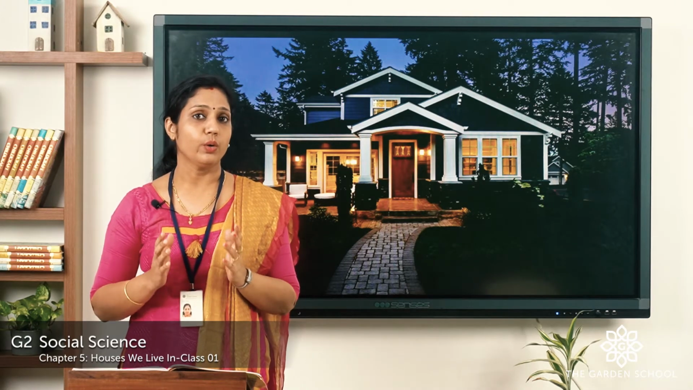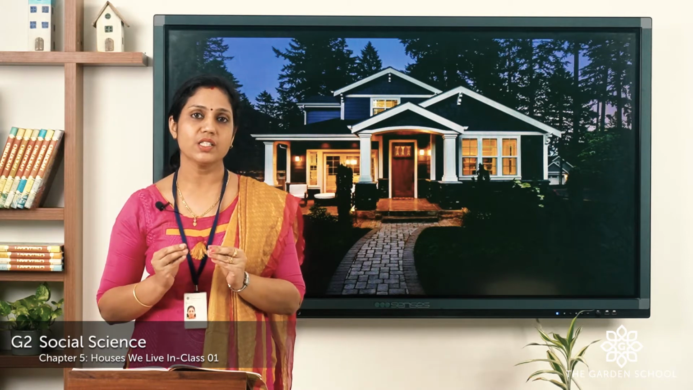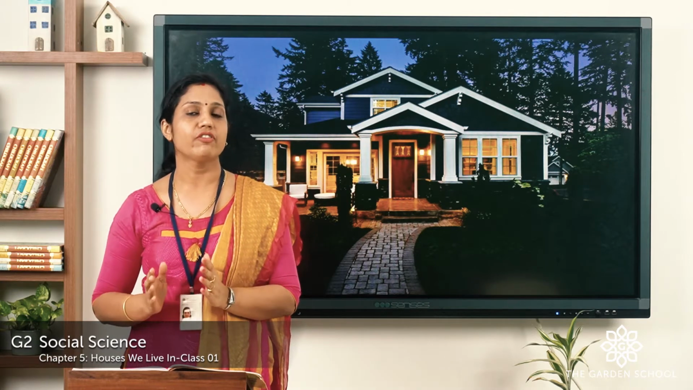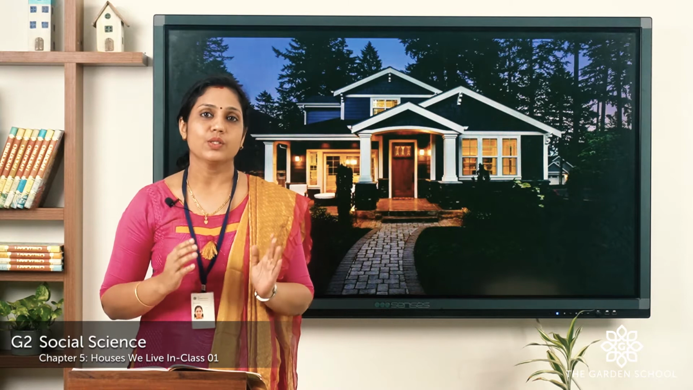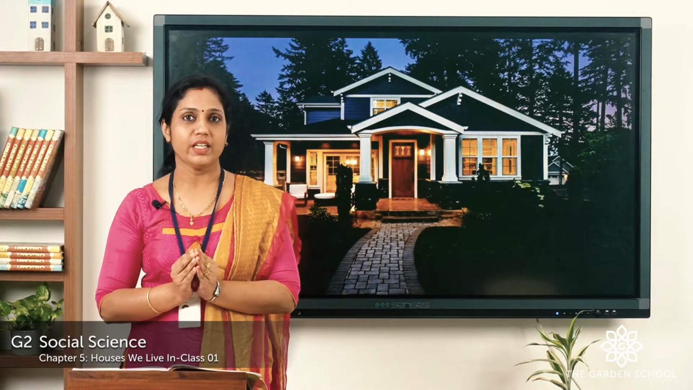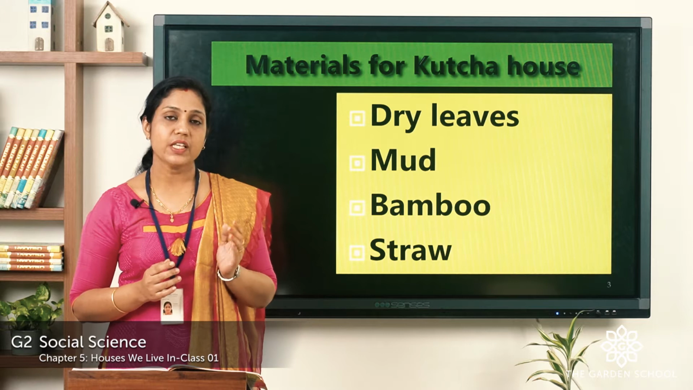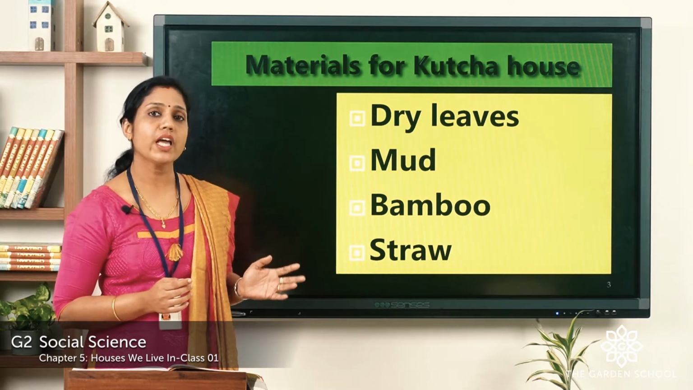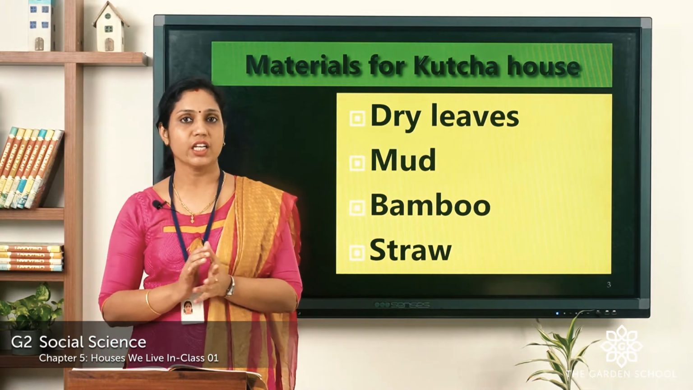So today we are going to learn about the different materials used for building a house and the different types of houses. Based on the materials, the houses can be classified as Kacha House and Pakka House. Dry leaves, mud, bamboo and straw are used to build a Kacha house.